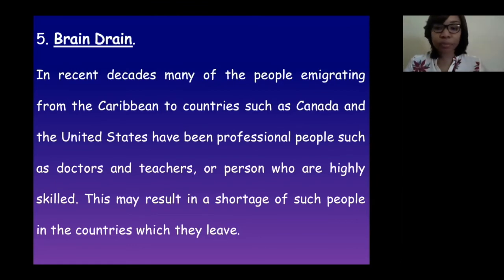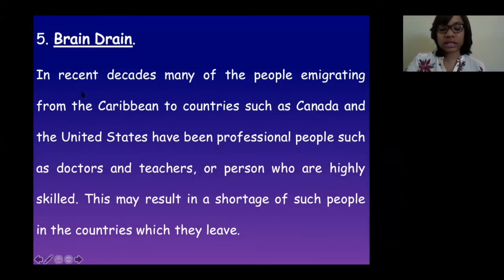So if all of the professionals in the Bahamas, all of your smart persons, your skilled laborers, decide to move away, what's going to happen to the country itself? It's going to be brain drained. So when your skilled laborers move from their home country into another country, their home country is going to suffer from brain drain.